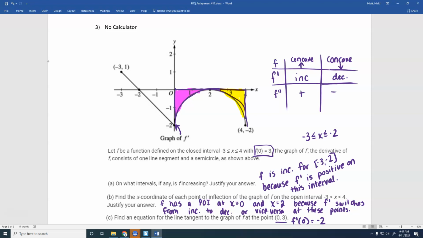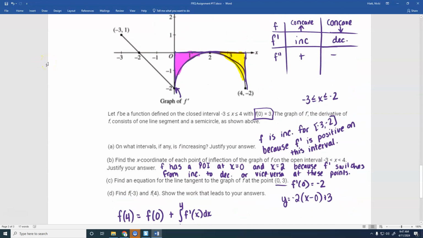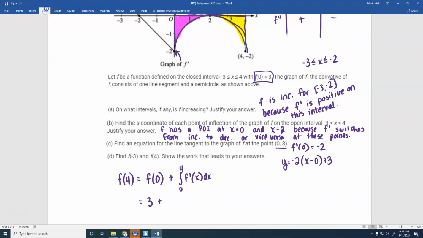Area of the rectangle minus area of that semicircle, right? So the rectangle would be just 4 times 2. And then we will subtract the area of the semicircle, which is going to be 1/2 pi times the radius squared. What's the radius of that circle? 2 squared, like that. You can leave it like that for the sake of time. I am going to leave it like that because we got to go.